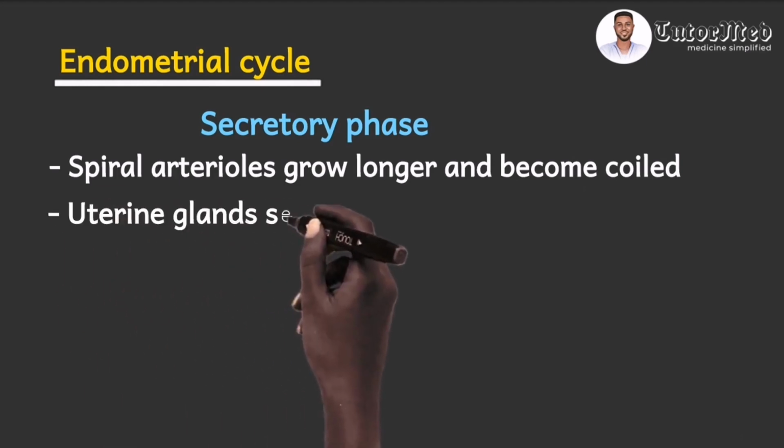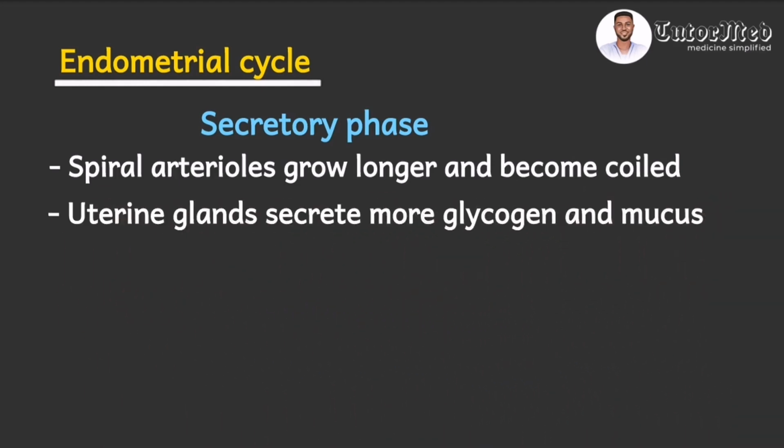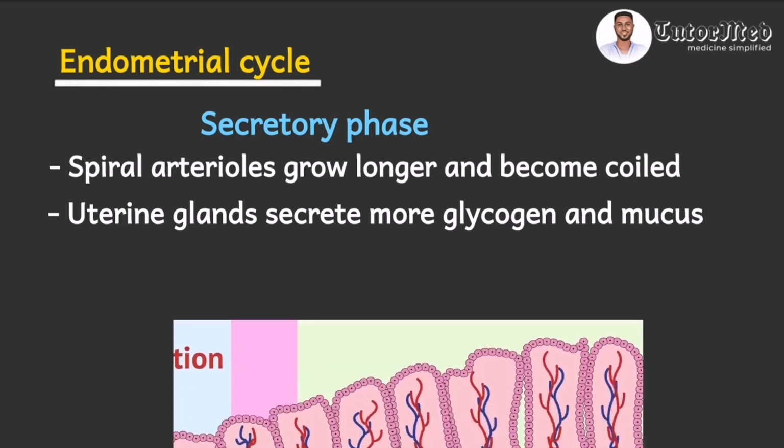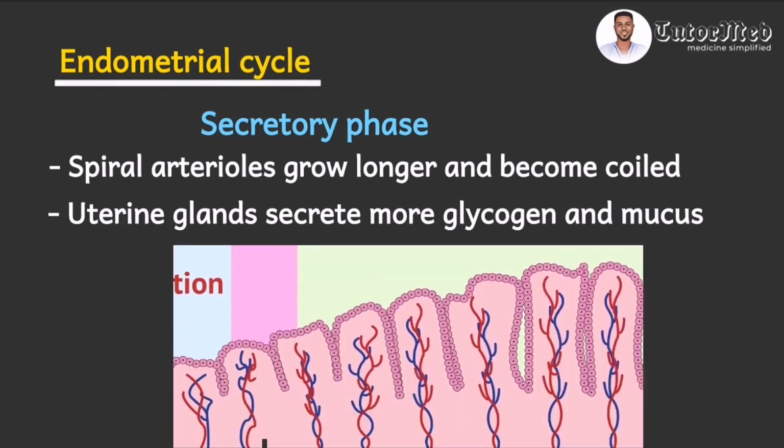Then the uterine glands in the functional layer will secrete more glycogen so that the incoming embryo can feed on it, and then it secretes more mucus. Remember that all these are in preparation for a possible implantation. And so, as shown here in this diagram, you see that the functional layer has been regenerated, and the arterioles have grown longer, just like the length of the endometrium, right? But the coily nature is not really clear here, but it becomes coiled.